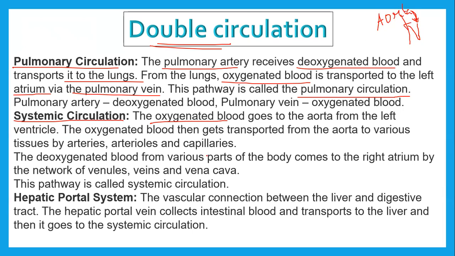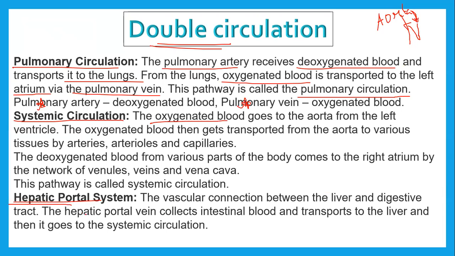So what is the main function of the artery? It carries oxygenated blood, except the pulmonary artery, which carries deoxygenated blood. Very important one, pulmonary artery and pulmonary vein. Clear, everybody? Clear? Hepatic portal system. Next one, hepatic portal system.